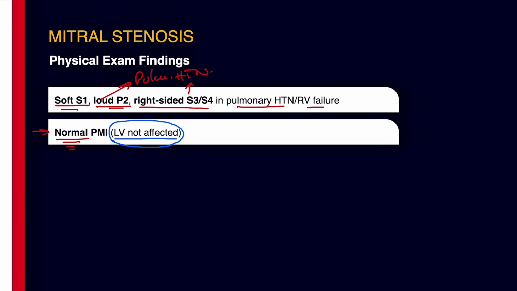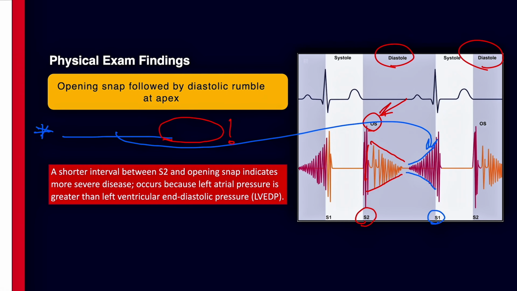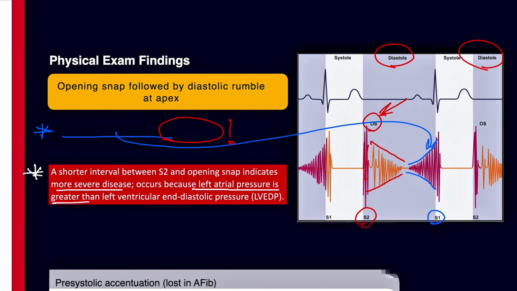The shorter the interval between S2 and the opening snap, the more severe the mitral stenosis. Okay? Why? Because when left atrial pressure is very high, it forces the valve open earlier in diastole. That's a direct clue that the gradient between left atrium and left ventricle is large, which means tight valve. So I'm going to repeat, the shorter the interval between S2 and the opening snap, the more severe the mitral stenosis. All right, diagnostic workup for mitral stenosis.